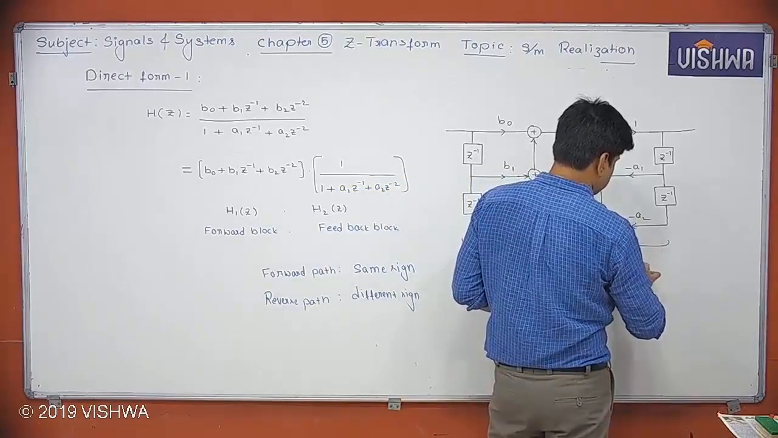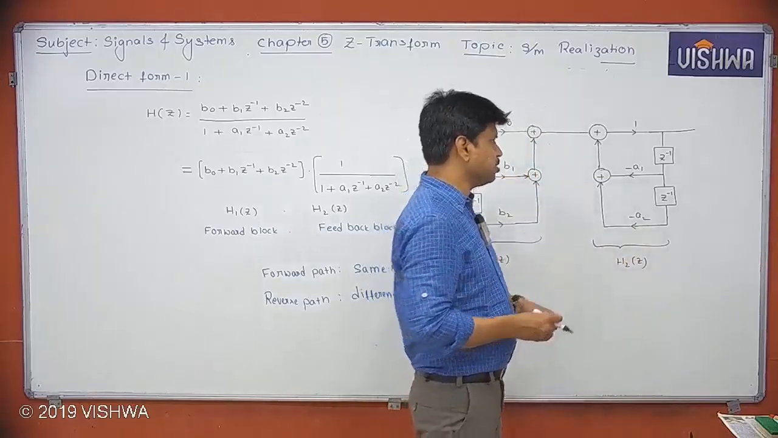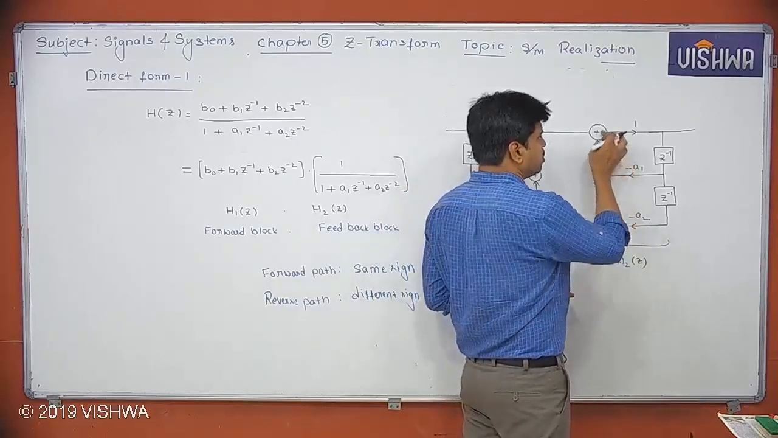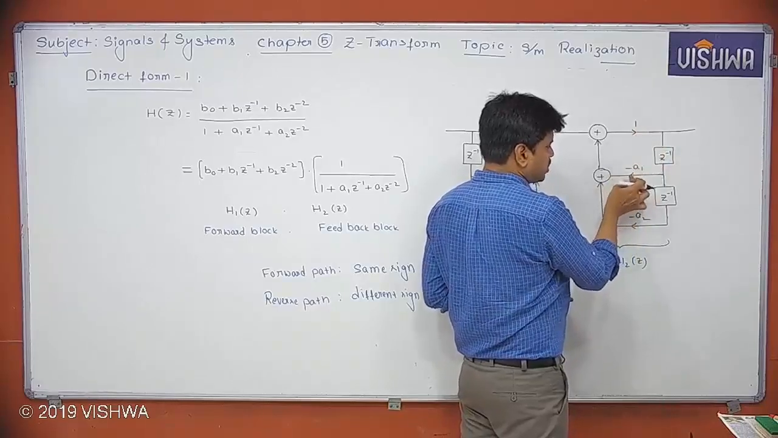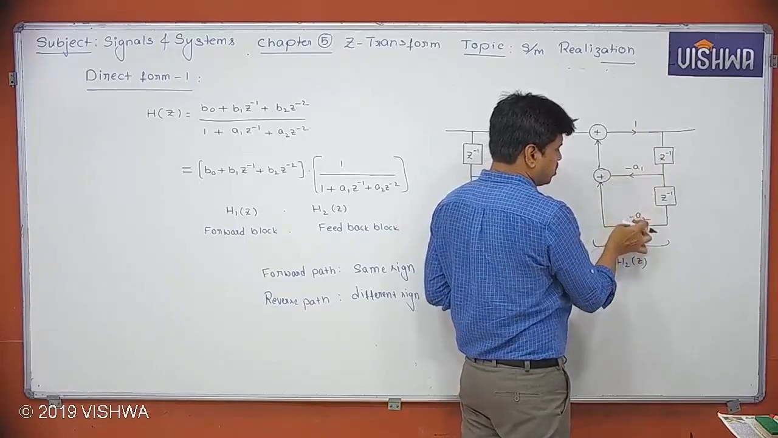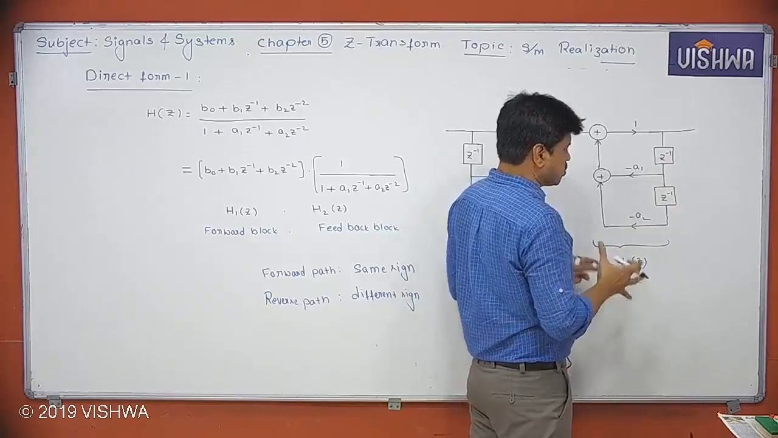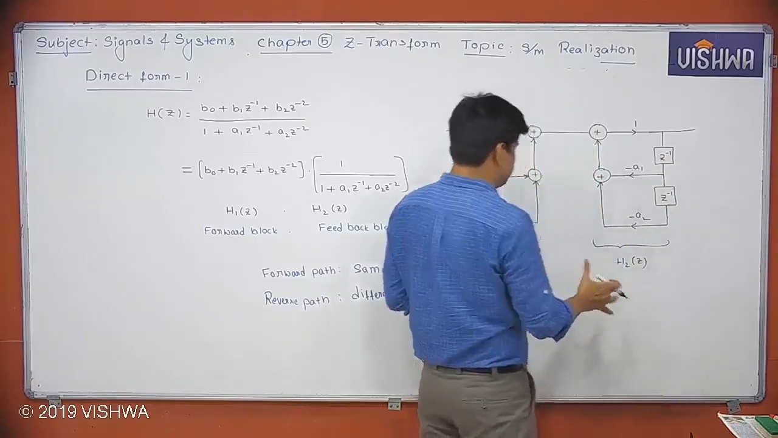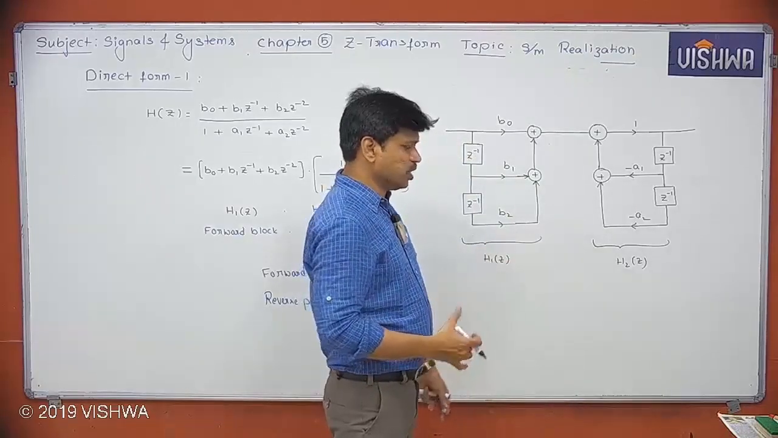I told you, whenever you see a feedback block, that is going to represent the denominator. So how can we write the denominator? 1 by 1, because it is a reverse path, we have to change the sign. So A1 Z inverse, A2 Z power minus 2, because Z inverse is a Z inverse. So this is called the forward block and the feedback block. This is going to give you H1 object, this is going to give you H2 object.